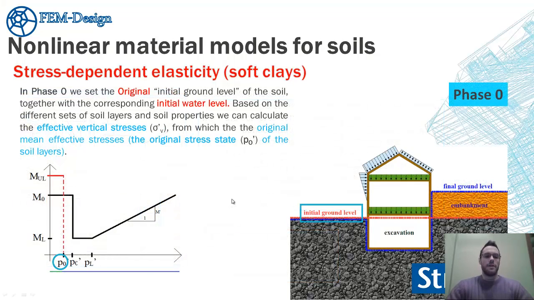So the stress-dependent elasticity is a very tricky nonlinearity. So we solve the problem in different phases. First of all, in phase 0, we set the original initial ground level of the soil together with the corresponding initial water level. Based on different sets of soil layers and soil properties, we can calculate the effective vertical stresses, from which the original mean effective stress, the original stress state of the soil, can be calculated.